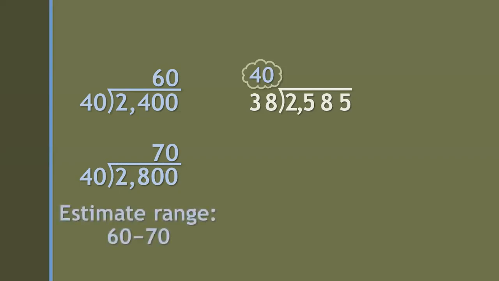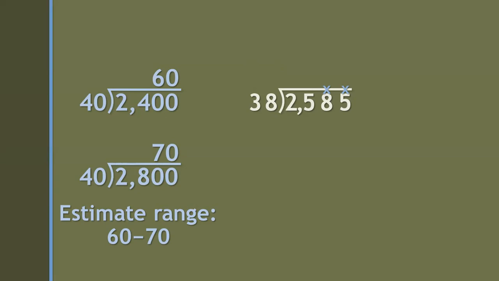So let's go over here to our problem. And we're going to start in the second row. And we know that this quotient is only going to have 2 digits because 38 doesn't go into 25, but it does go into 258. So you're going to need to put your first digit on top of the 8.